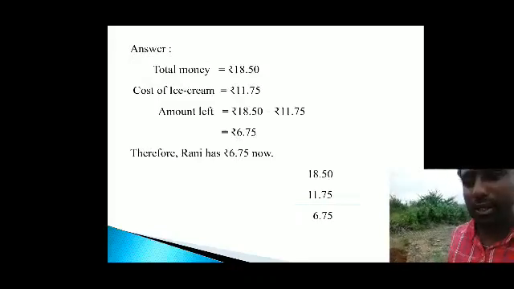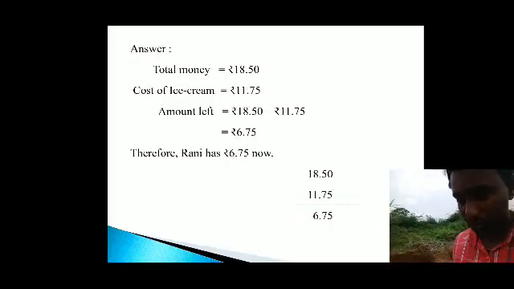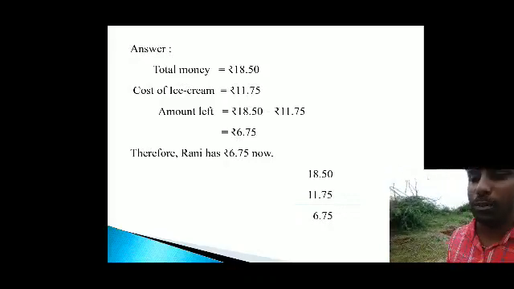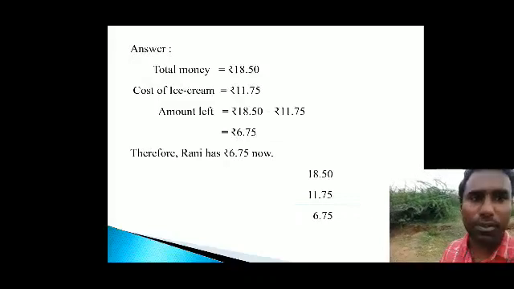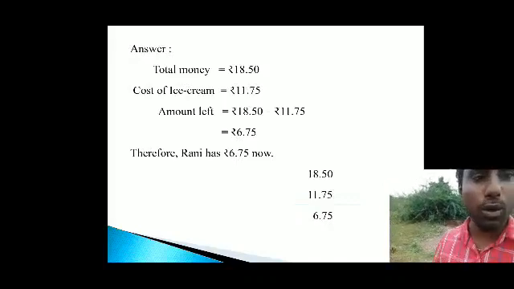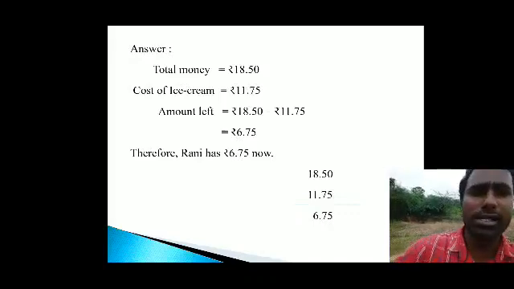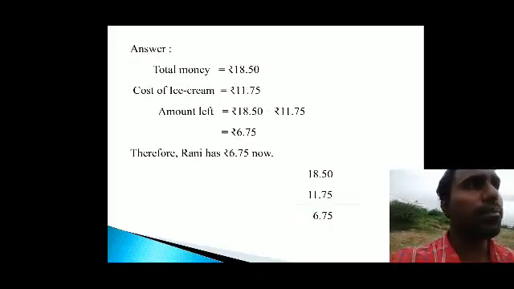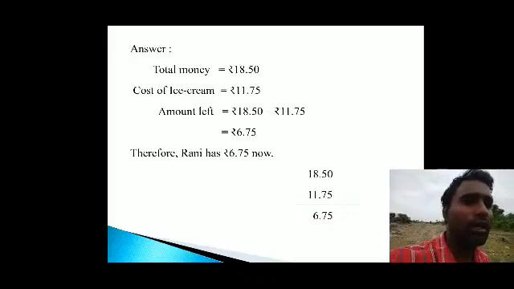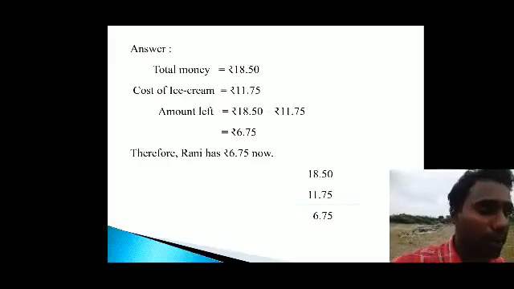So 18.50 minus 11.75. As usual, 0 minus 5 we cannot subtract, so we have to borrow from the next digit. From 5, if we borrow, it becomes 10. So 10 minus 5 is 5, and 4 minus 7 will not work, so we have to borrow again from the next digit, 8. If we borrow one, it becomes 14. So 14 minus 7 is 7, and the next one, 7 minus 1 is 6, and 1 minus 1 is 0. That means 6.75 rupees is there.